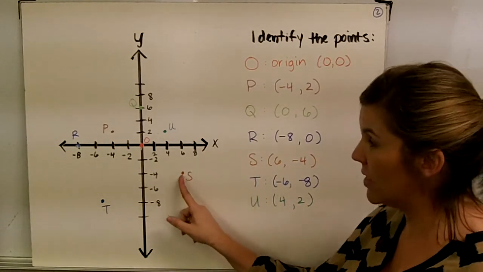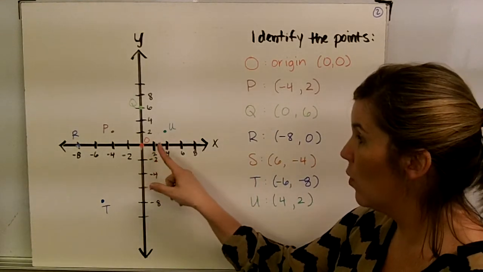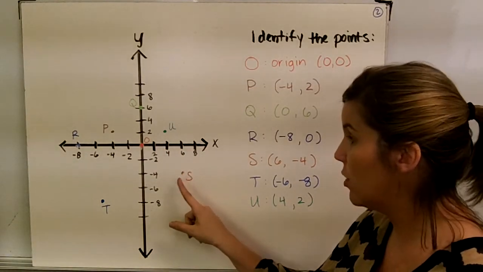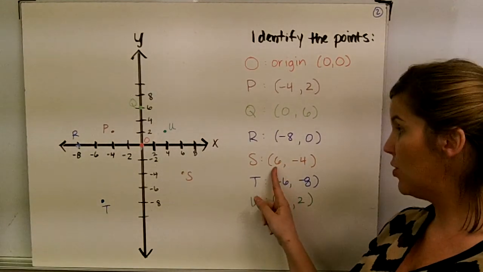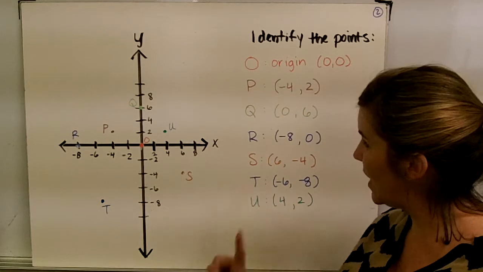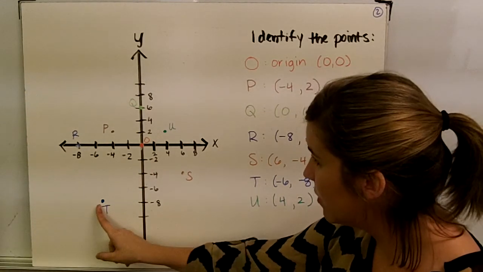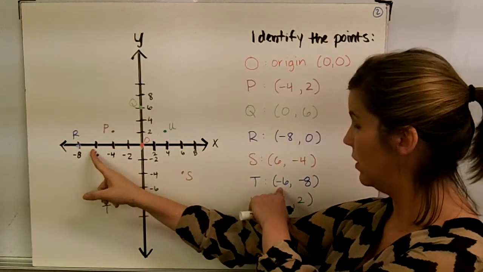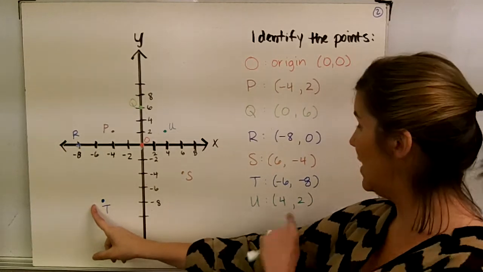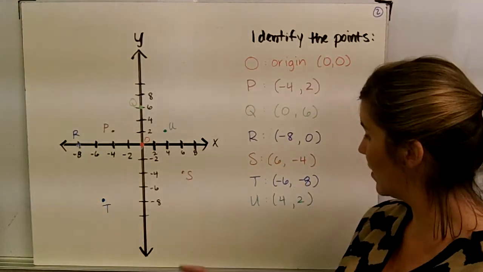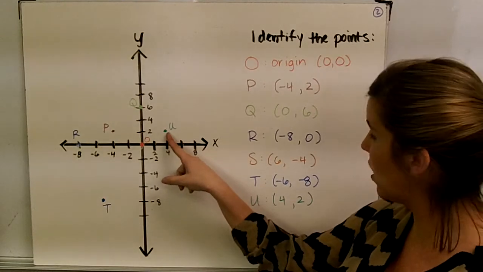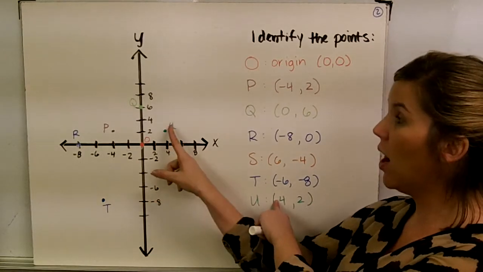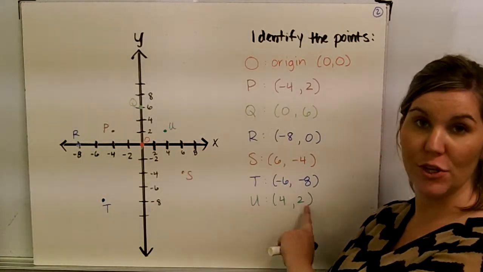S is located in this quadrant. We move 2, 4, 6 to the left, and then down 2, 4. So negative 6, down 4. T. T is located here. We move 2, 4, 6 to the left, so we're at negative 6 for our x value. And then down, so we're at negative 8 for our y value. U. U is located in this quadrant. We move 4 to the right, so positive 4 for our x value. And then we move up 2, so positive 2 for the y value.